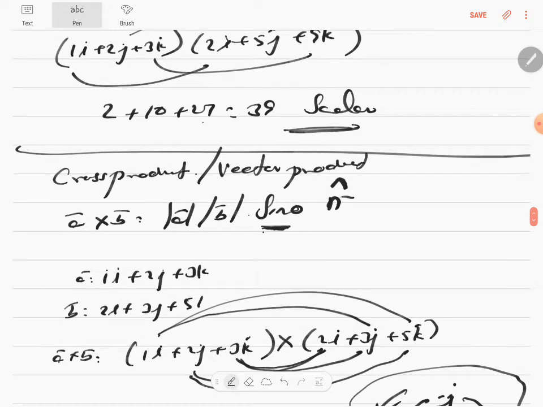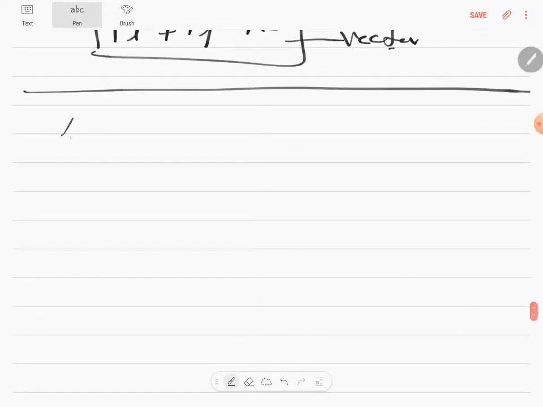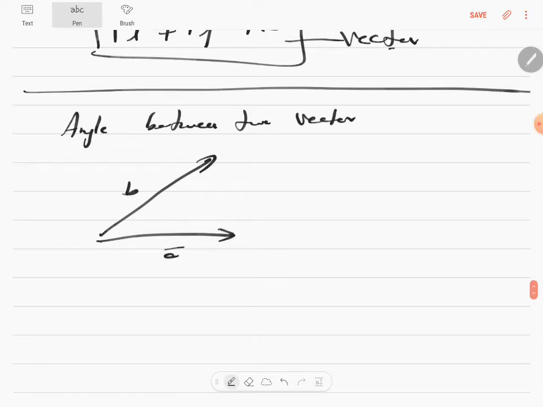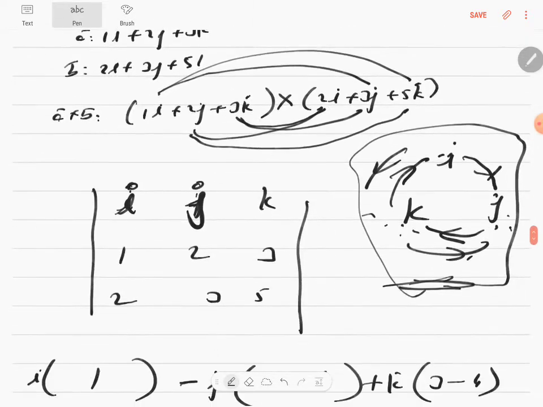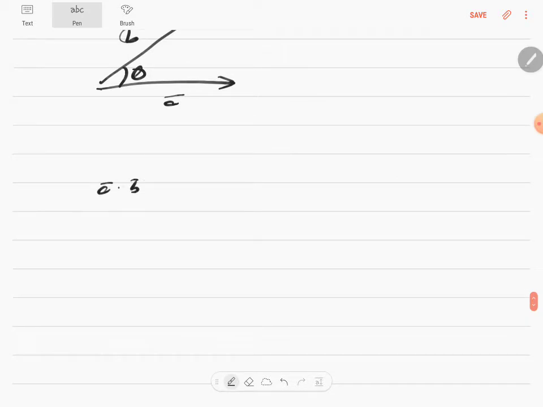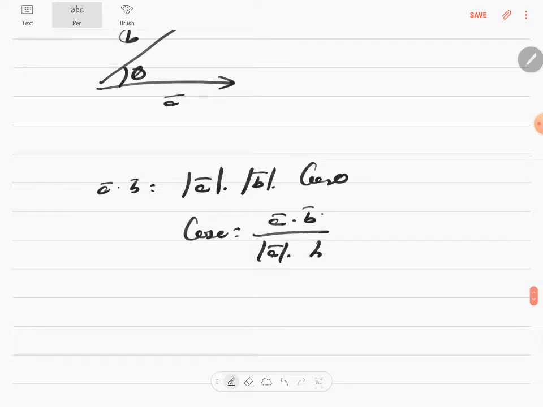So you understood what is a cross product. Suppose they ask me what is the angle between two vectors. Suppose you have an A vector and a B vector. The angle between them is theta. They ask you this. You can use the dot product formula to find cos theta. You already know A vector dot B vector is magnitude of A into magnitude of B into cos theta. Therefore, cos theta is equal to A vector dot B vector by magnitude of A into magnitude of B. With that itself, we get the angle between the two vectors.